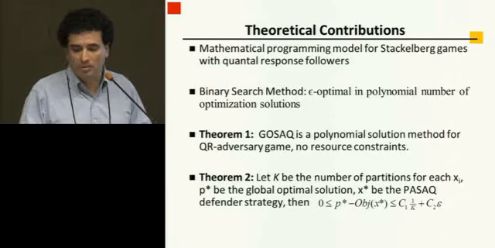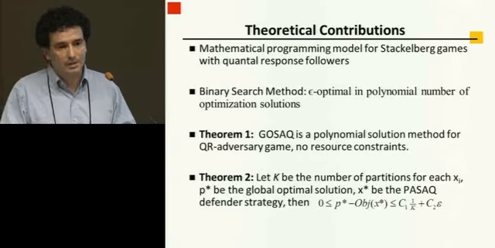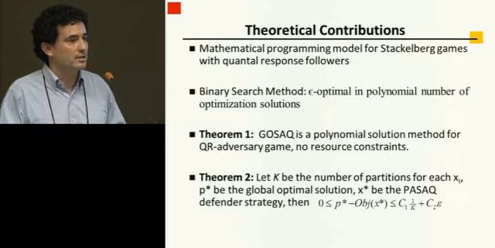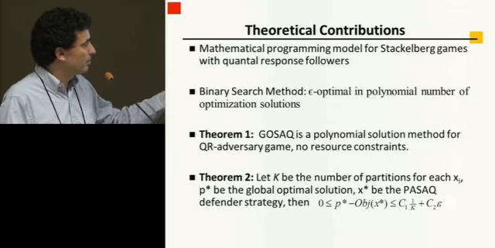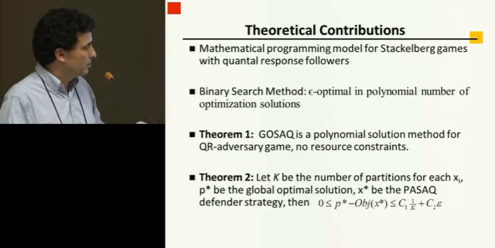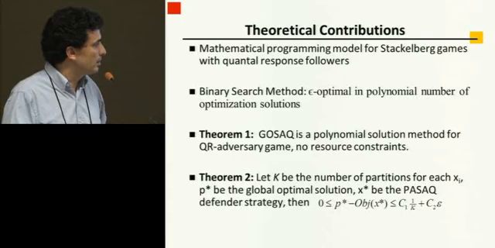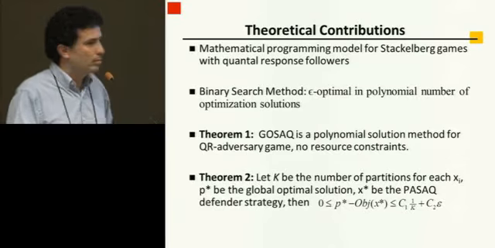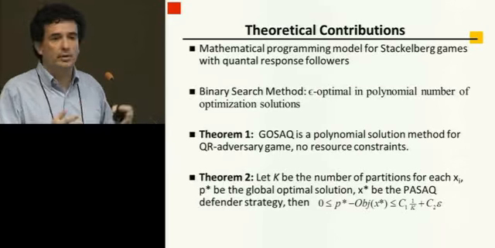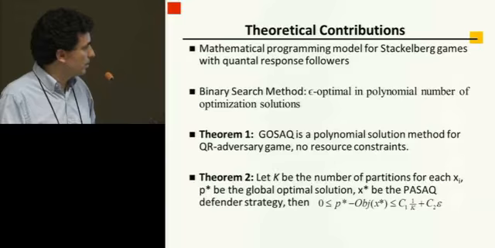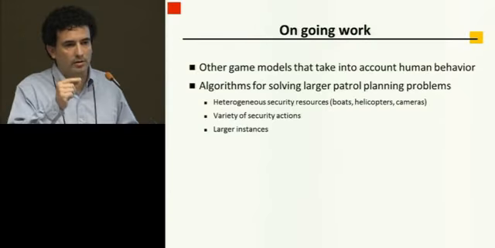In practice, we have resource constraints, and then we have the theoretical contribution for PASAQ, which is we can bound the error from the optimal solution by constants times 1 over k, which is the number of segments, and epsilon. So the more we increase the approximation, we're guaranteed to be getting an answer that's closer to optimal. And the epsilon is the tolerance of the binary search.